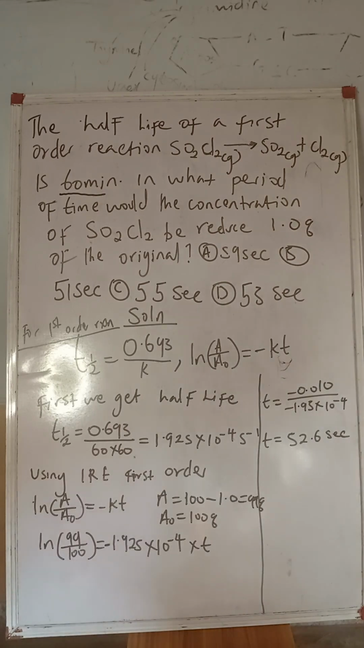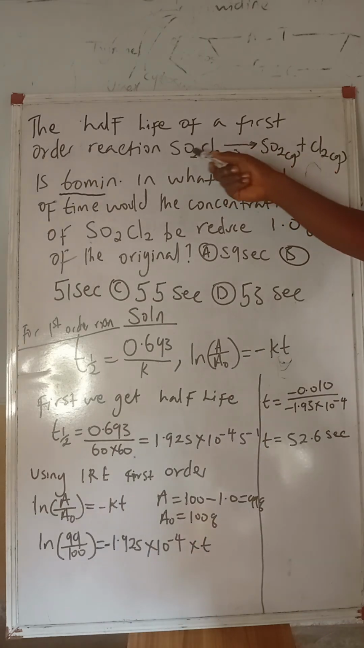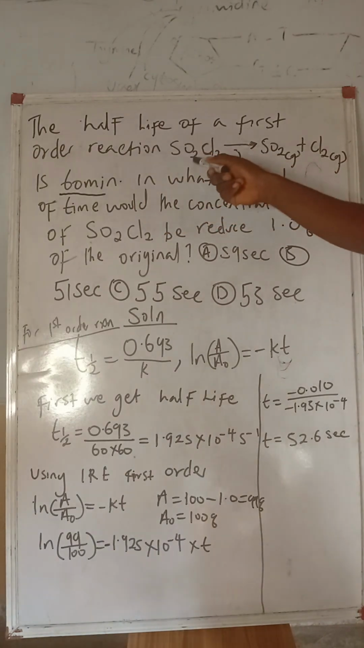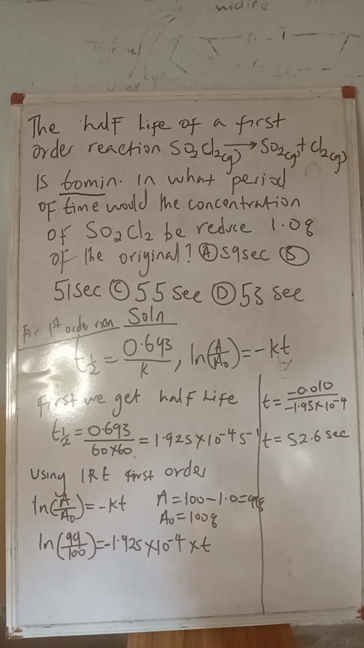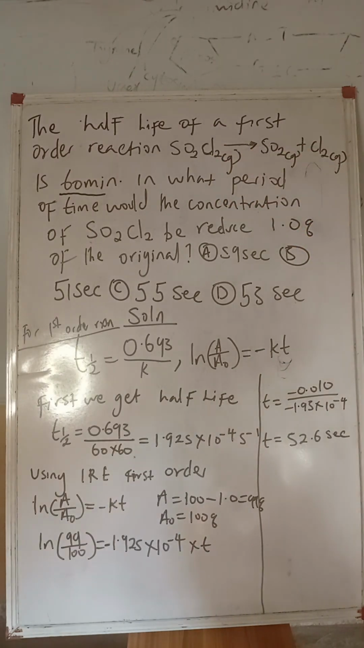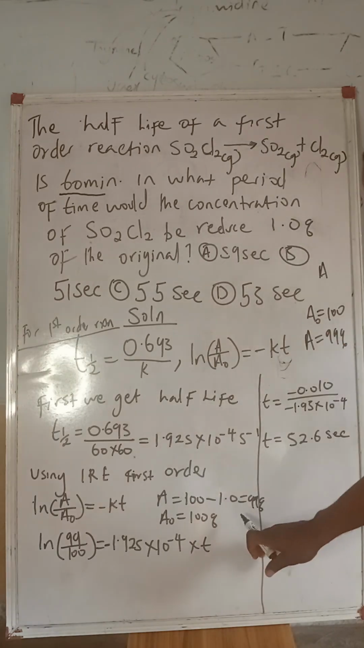Simple. The question is trying to say, let's say this was 100%, given that it will become half of its original value in 60 minutes. What time will it take to drop by just 1%? That means what time will it take for it to be 99%? That's what the question is saying. So initial should be 100%, and final should be 99%, because it's going to drop by 1%. That's what we're trying to solve here.